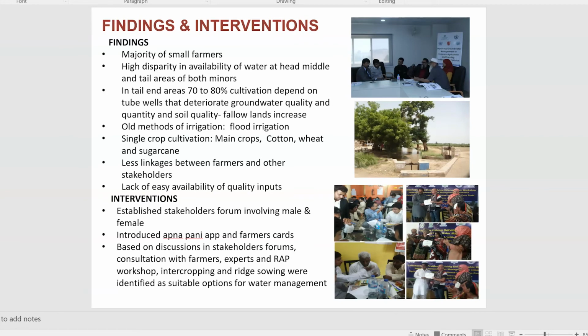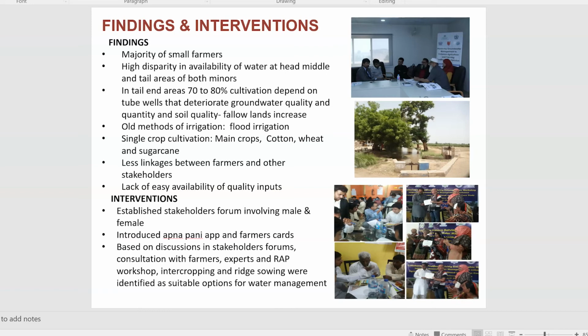My presentation is about the Sindh socioeconomic study undertaken in an ACIAR-funded groundwater project. It was observed that the majority of the farmers were small farmers having 12.5 acres of land. High disparity in availability of canal water was also observed, across the head, middle and tail of the minors. Those were the case study sites of the study.